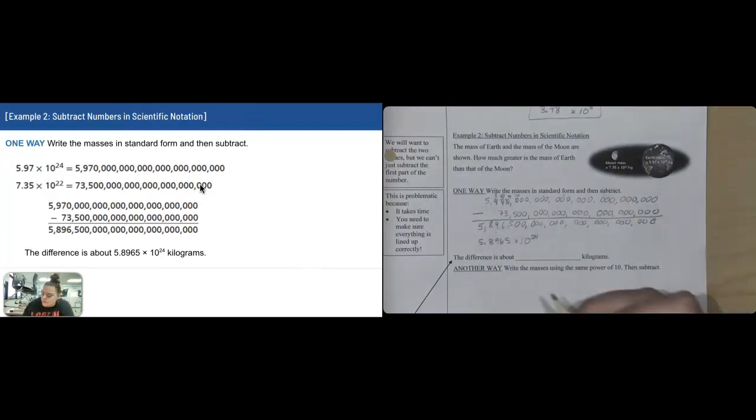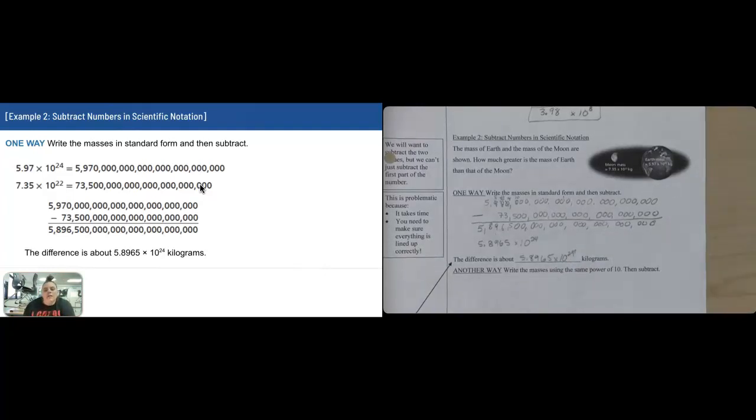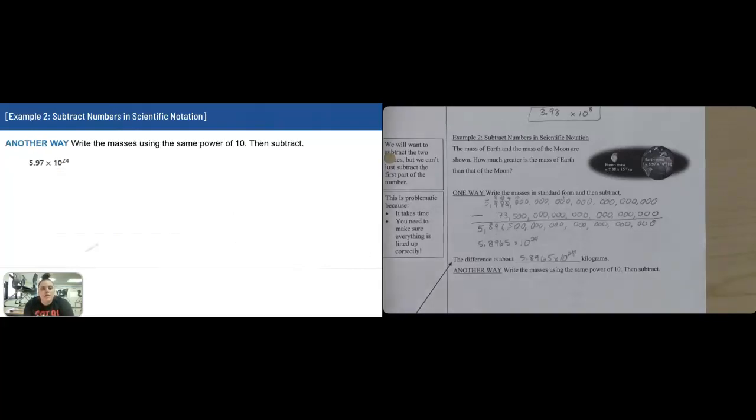Okay, the difference is about 5.8965 times 10 to the 24th kilograms. So we wrote out a ton of zeros that really aren't necessary. So let's look at using the same way we added to subtract, because this is problematic because it takes extra time. You need to make sure everything is lined up correctly. If you make one small mistake, you can end up with a completely inaccurate number. So let's look at using the same power of 10 and then subtracting.